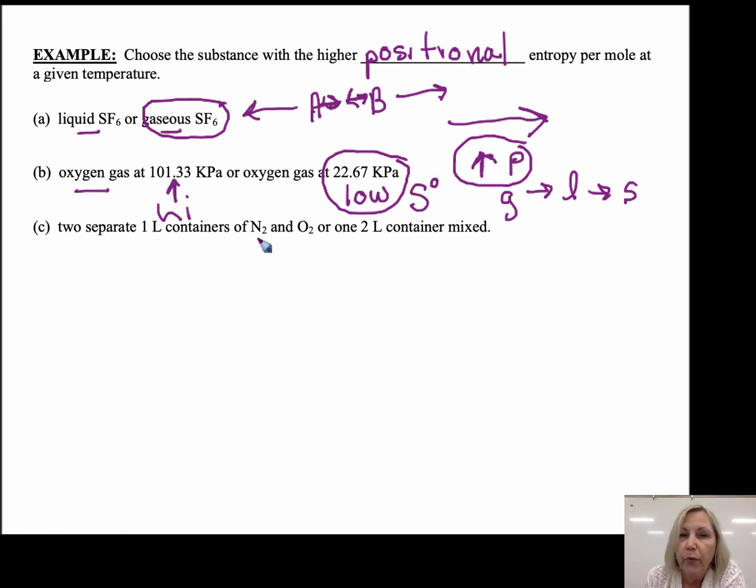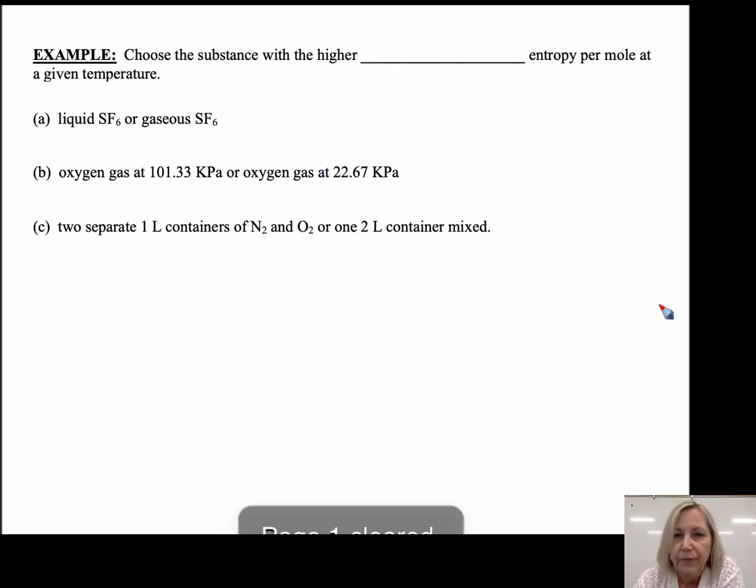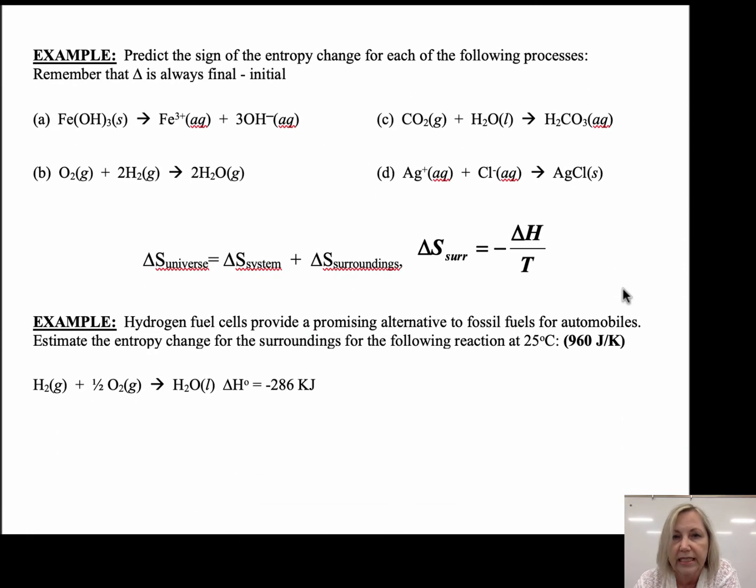Okay, two separate 1 liters, so pure versus a mixture, the mixture is going to win. Because if all I have is nitrogen, there's only one way to arrange that: nitrogen, nitrogen, nitrogen, nitrogen. But if I throw oxygen in there, I can have nitrogen, oxygen, nitrogen, nitrogen, oxygen, oxygen, and you get the idea. Hundreds of ways that we could arrange those gas molecules. So typically, a mixture is going to have higher entropy than our pure substances.